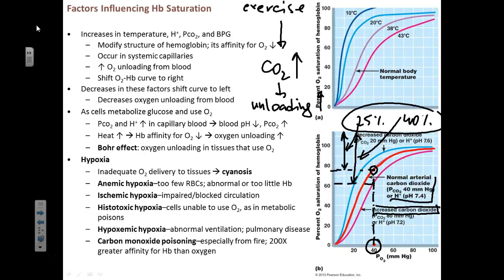Now, in which direction does increased CO2, or increased concentration of protons, decreased pH, shift the curve? How would you say it? Just one word. In which direction? Right. It's right. So the curve is shifted to the right if unloading increases, and it shifts to the left if unloading decreases. Does that make sense? Do you want me to slowly repeat it one more time?